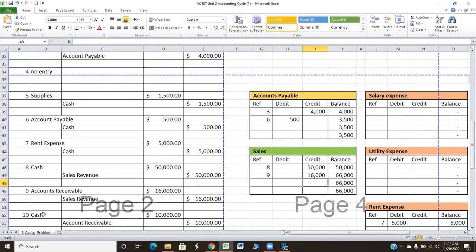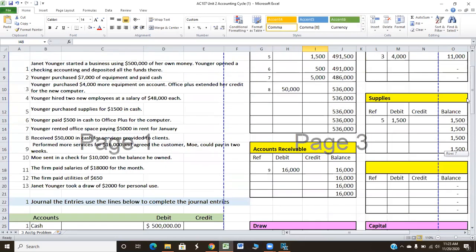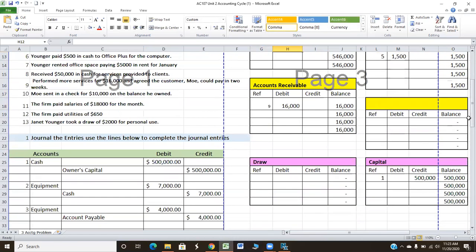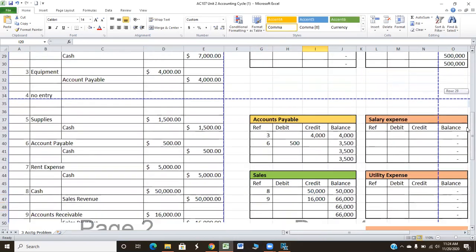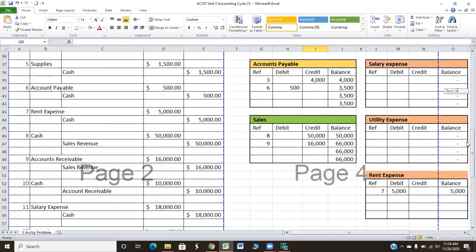We received cash. So we debited cash for $10,000 and we decreased our accounts receivable $10,000. So first we debited cash $10,000 more dollars. So number 10, $10,000 added to cash. And then we reduced that accounts receivable number 10. We credited it $10,000. So now look, the balance is only $6,000. That shows the customer only owes us $6,000 more dollars.